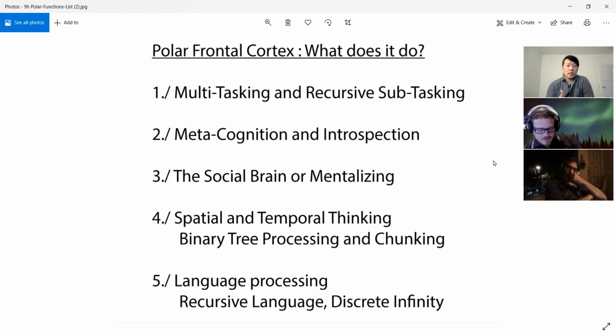So the most conventional and most widespread view of the functioning of the polar frontal cortex is exactly this multitasking and recursive subtasking. But how is it doing it? Okay, how it does it is this. It does it in the same way as a computer does it. So how does a computer do multitasking and recursive subtasking? Okay, we'll talk about single CPU computers. Computers are multi-core now, but we'll talk about one computer, one CPU, and this is how it will do multitasking.